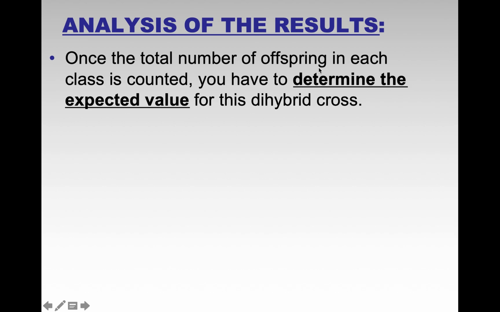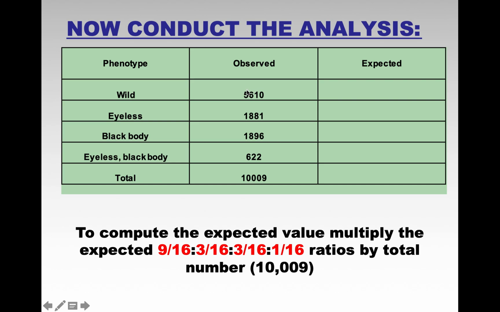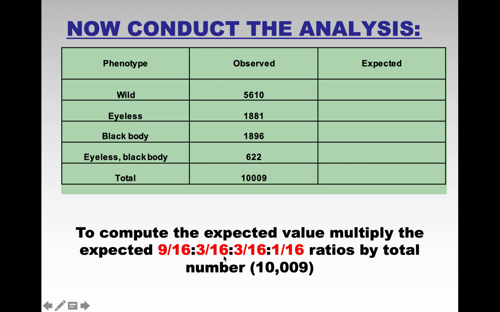So first, you need to determine what you expect the values are, right? What are the expected outcomes of a typical dihybrid cross? And you should be able to do a dihybrid cross and figure that out. If you're crossing two doubly heterozygous flies, then you expect a 9-3-3-1 ratio, right? The expected results, you need to know that ratio. So to compute the expected, I'm going to use these ratios and multiply them by the total number.